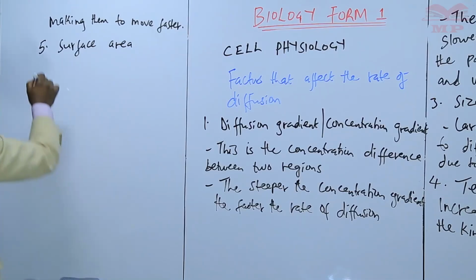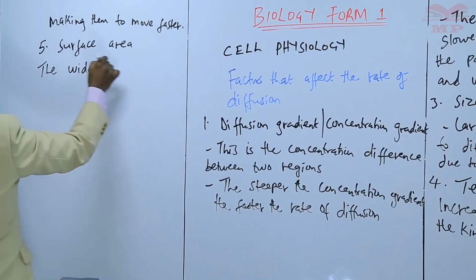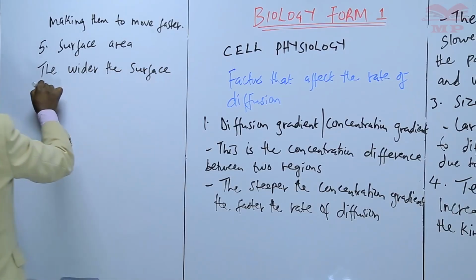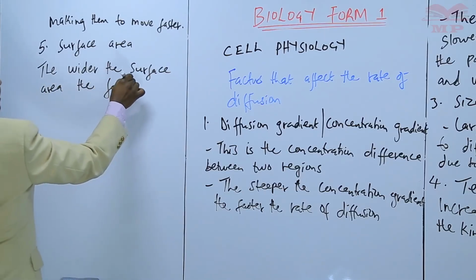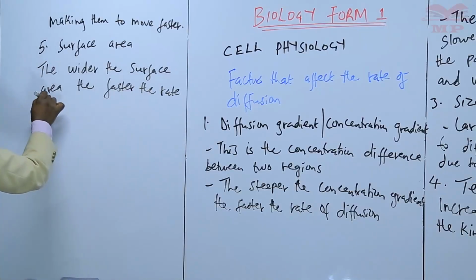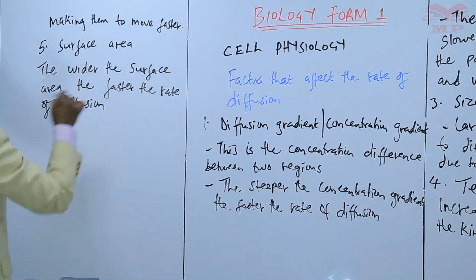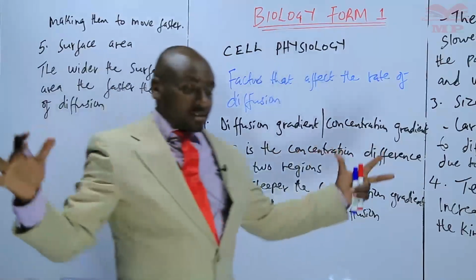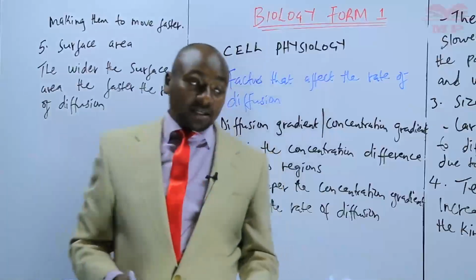Point number 5, there is the surface area. And we can say that the wider the surface area, the faster the rate of diffusion. So if the surface area is wide, then the particles are able to diffuse faster.